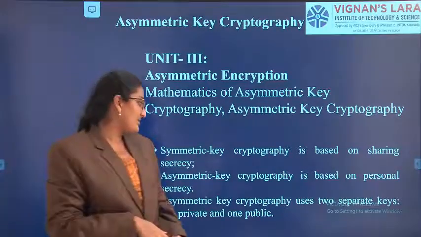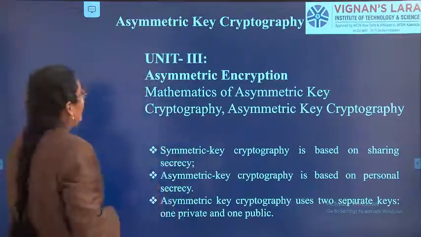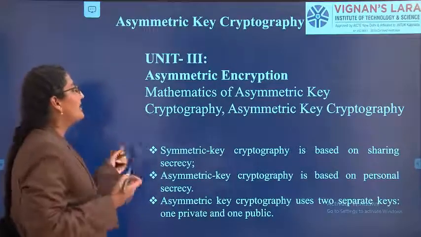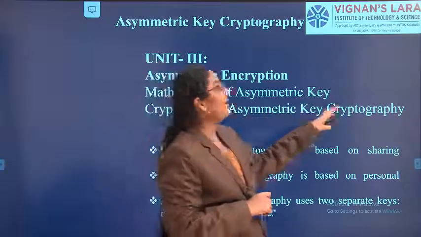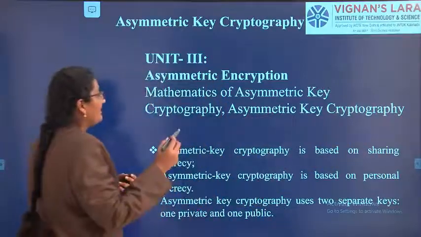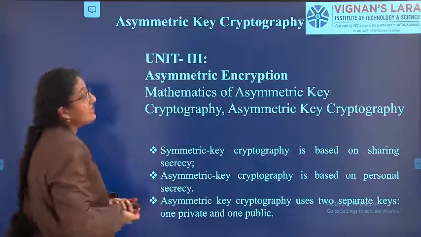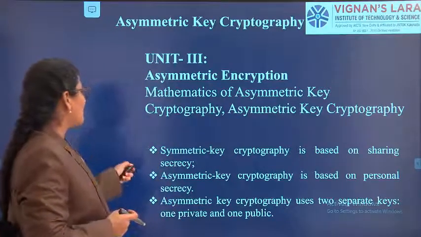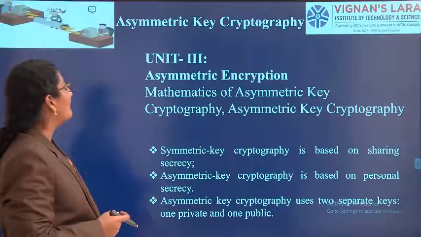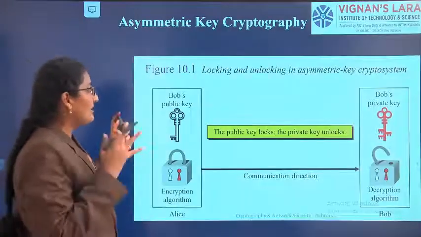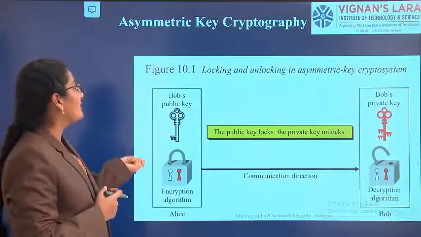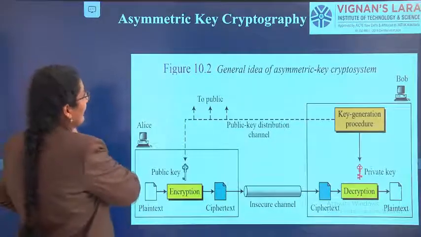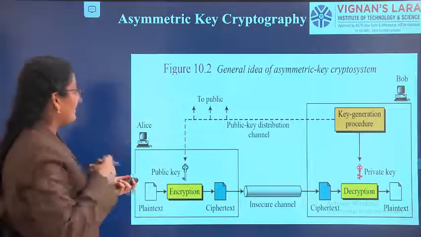So what have we discussed till now? We have started unit 3, and we have seen what asymmetric encryption is. We are discussing asymmetric key cryptography, which is nothing but the RSA algorithm. We have seen the difference between symmetric and asymmetric cryptography, then what keys we are using in asymmetric encryption, and then how the public key and private key are generated and distributed.